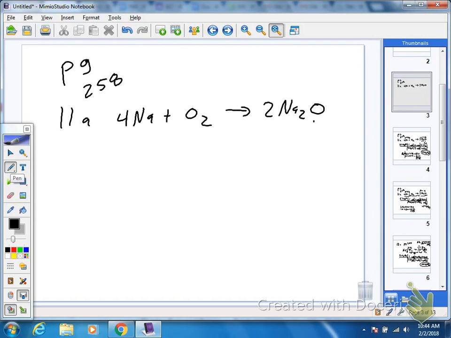So they give us, in 11A, grams of sodium. So grams of sodium is 57.5 grams. Now that's where I'm at. All right, what am I solving for? Grams of Na2O. All right, so this is where I need to end up.